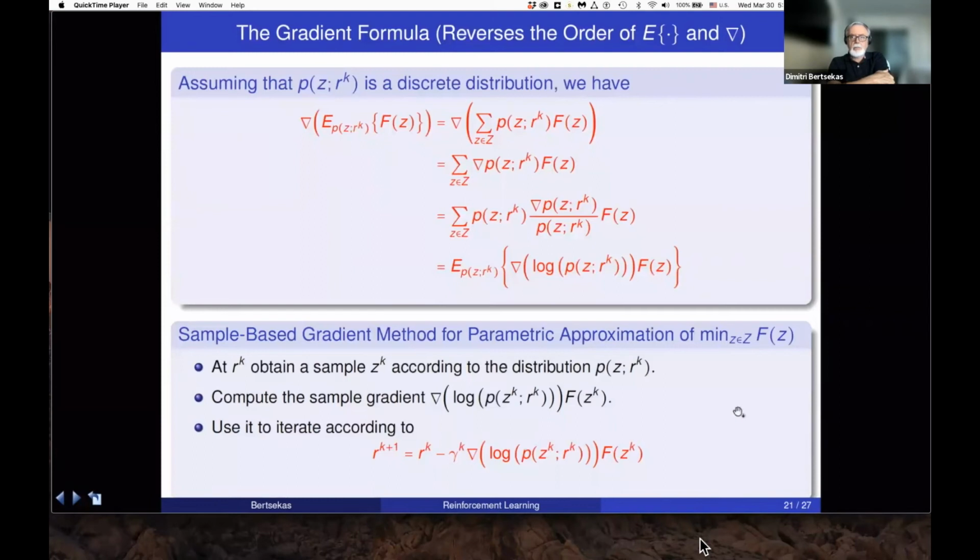Reversing the order of expectation and gradient is legitimate under very, very weak conditions. It's always true, essentially, for practical purposes, because expected values are weighted sums, and the gradient of a sum is equal to the sum of the gradients, right? So it's only under weird circumstances that only mathematicians care about that the reversal of the order is not legitimate.